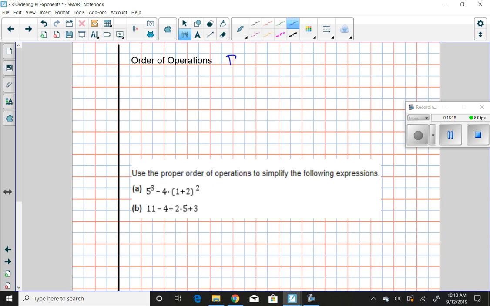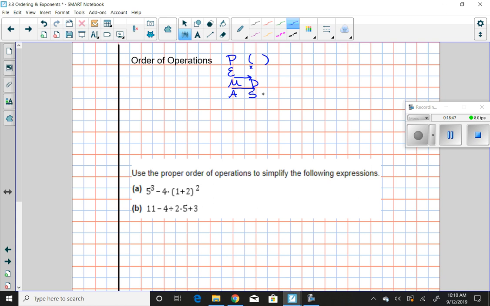So P is for your parentheses, right? You're going to do those first. Then you're going to do your exponents, whatever that little exponent is up in the top. Then you're going to multiply and or divide, and you actually do those from left to right. So if you have only multiplication and division left over, you work from left to right, and then you have add and subtract. Again, if that's all you have left, you work left to right.